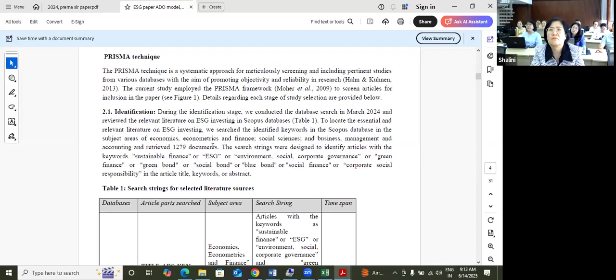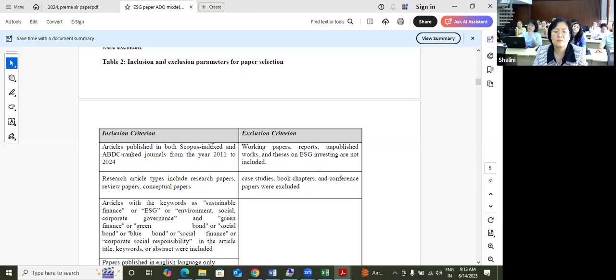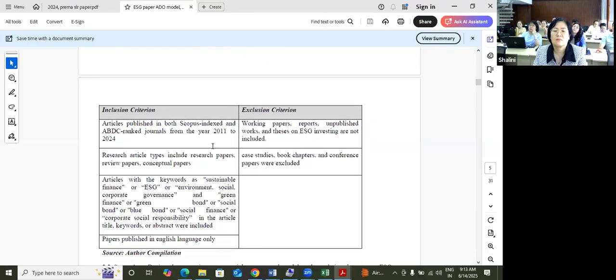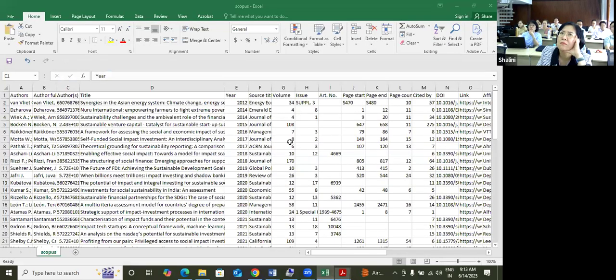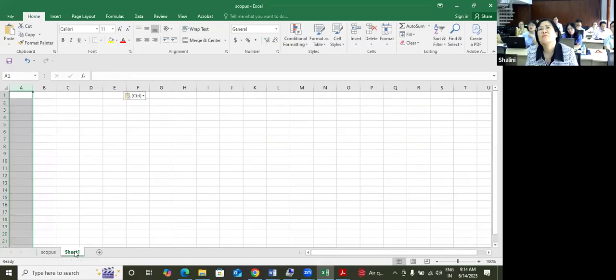Next, let me take you to another table. This is the inclusion and exclusion criteria. Right. So what are the inclusion and the exclusion criteria when you have selected the papers from the Scopus database? Just read it. So let's say I have got this file, and this is the source title. Let me put the source title into another worksheet. What is the source title?